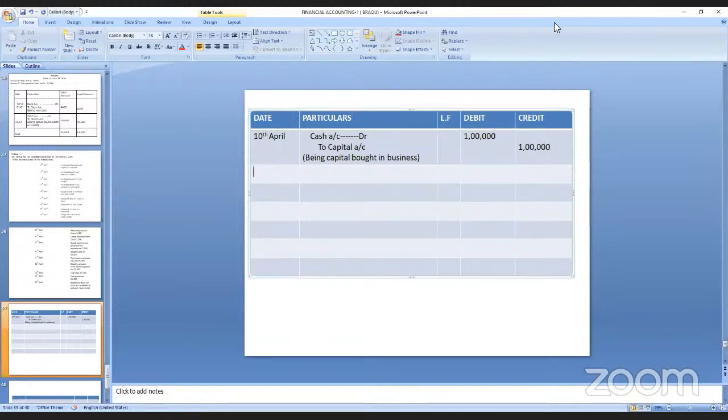What is the next? 11th April transaction. What did they do? Purchased goods from Viru. So what is the entry? Purchase account debit to Viru account. Once again. Purchase account debit to Viru account.